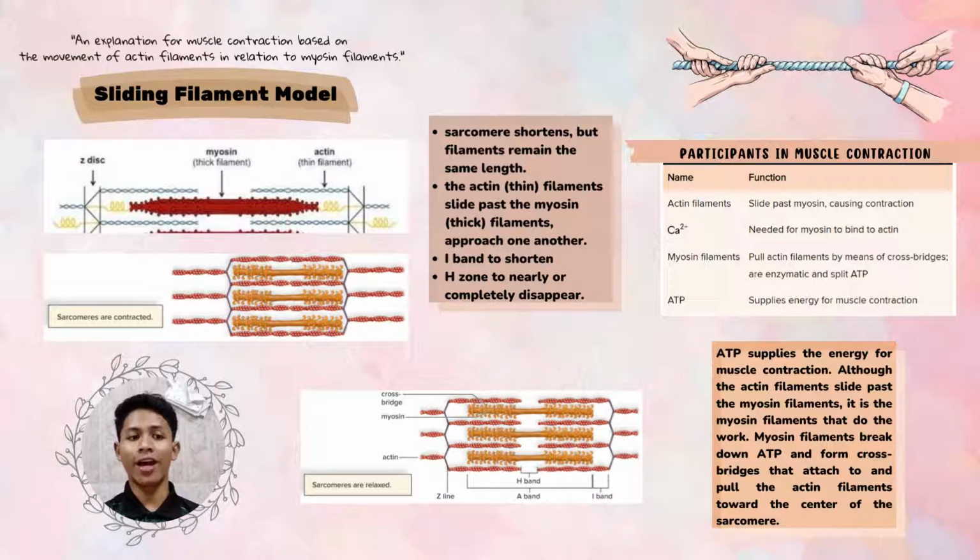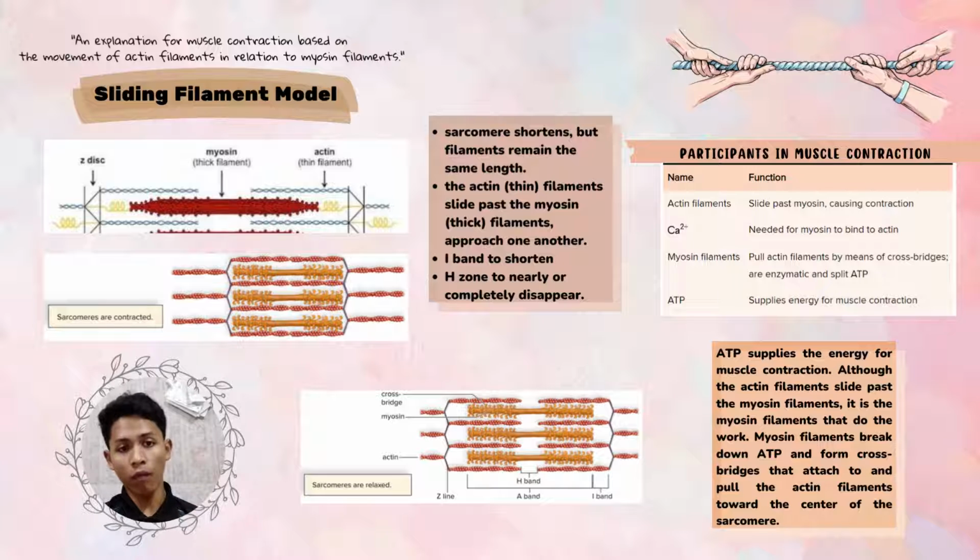Sliding filament model. Examining muscle fibers when they are contracted reveals that the sarcomeres within the myofibril have shortened. When a sarcomere is shortened, the actin, which is the thin filament, slides past the myosin, the thick filament, and they approach one another. This causes the I band to shorten and the H zone to nearly or completely disappear. The movement of actin filaments in relation to myosin filaments is called the sliding filament model of muscle contraction. During the sliding process, the sarcomere shortens even though the filaments themselves remain the same length.